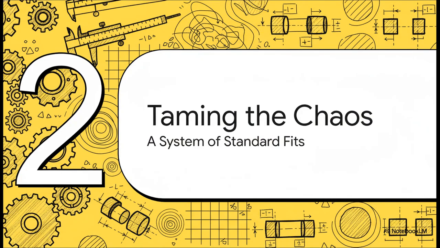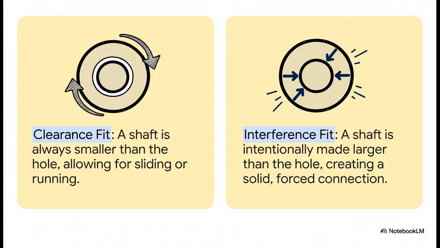So, how in the world do we control this chaos? We know we can't make anything absolutely perfect. So clever engineers came up with a system to manage it. A system of standard fits designed to bring some order to the beautiful mess of manufacturing. And at its heart, this system really boils down to two basic relationships.